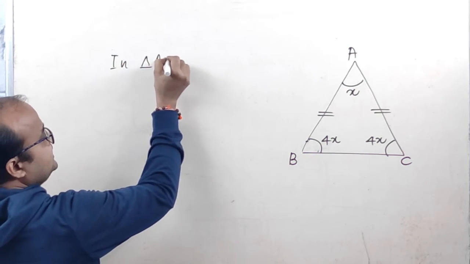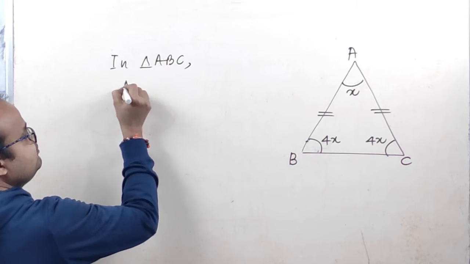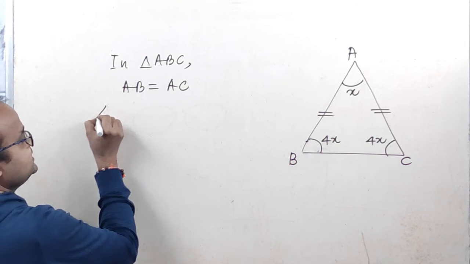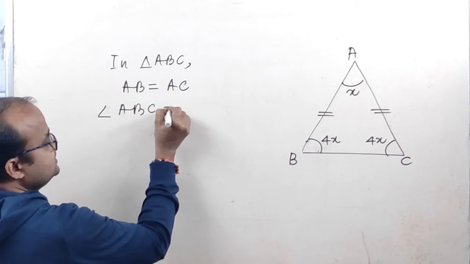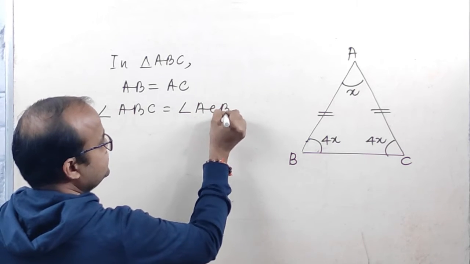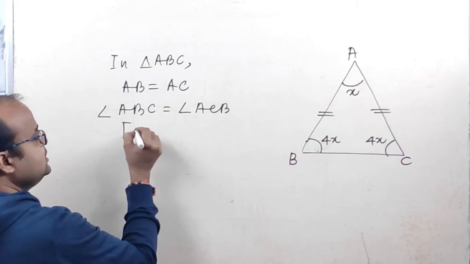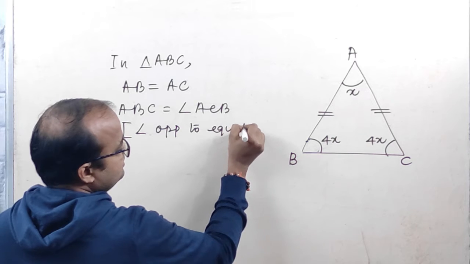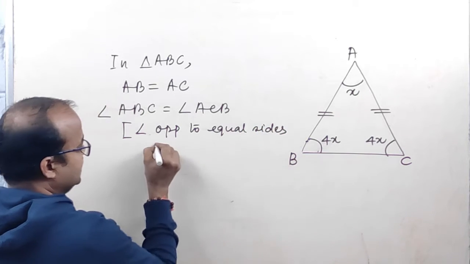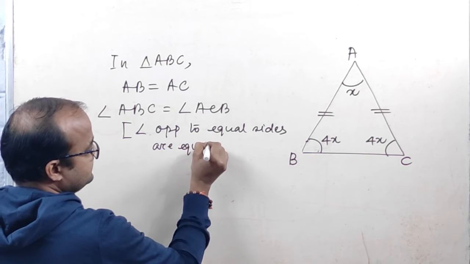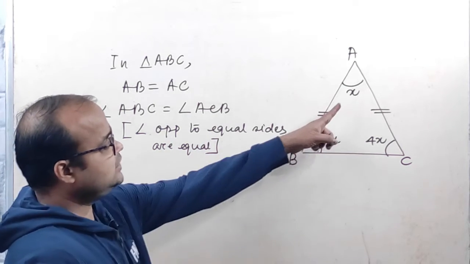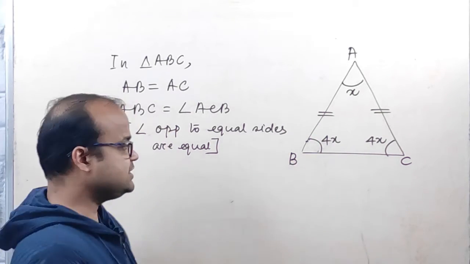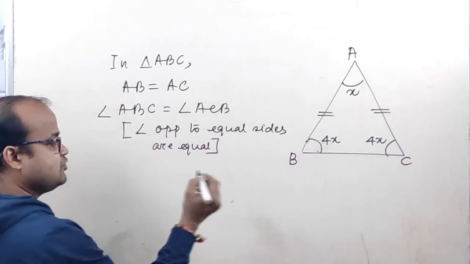In triangle ABC, AB equals to AC. It implies angle ABC equals to angle ACB. So reason, angles opposite to equal sides are equal. So here we consider the vertical angle as X. So these two angles are 4X and 4X, and the sum of these three angles is equal to 180 degrees.